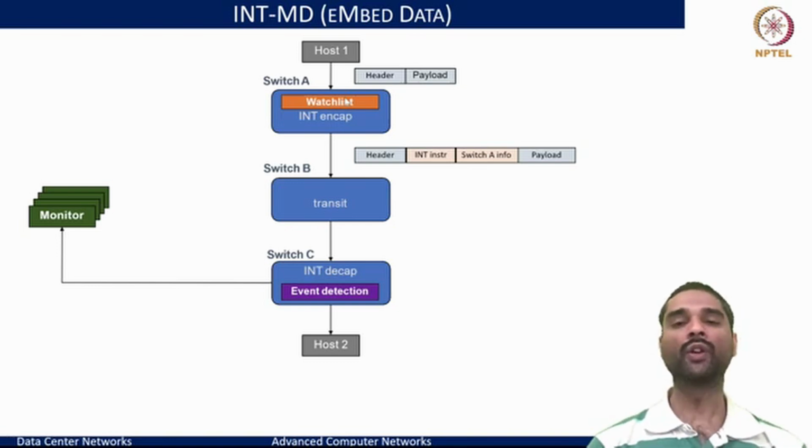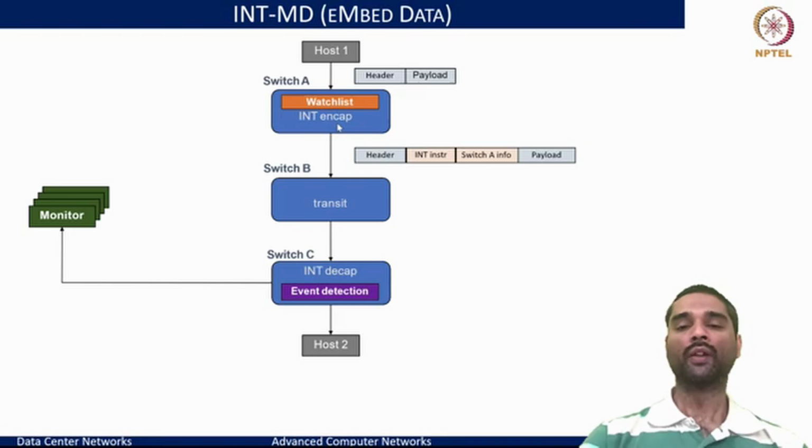Any subsequent switch that the packets go through will look at this INT instruction header within the packet and then start processing and updating the information. Any subsequent switches are what we call INT transit switches, while the first switch where this information gets added is what we call the INT encapsulator, or the ingress switch. And the last switch where this information is taken out is called the INT decapsulator, or the egress switch.